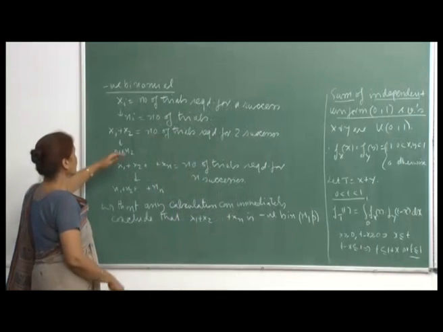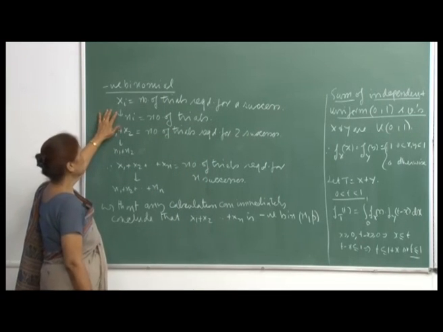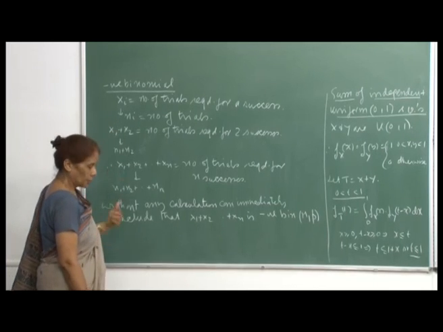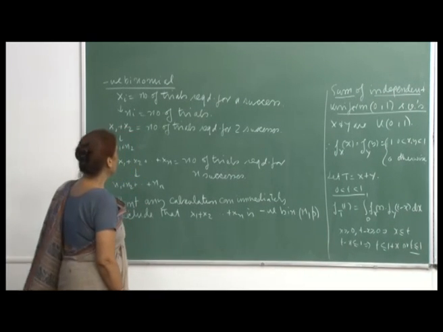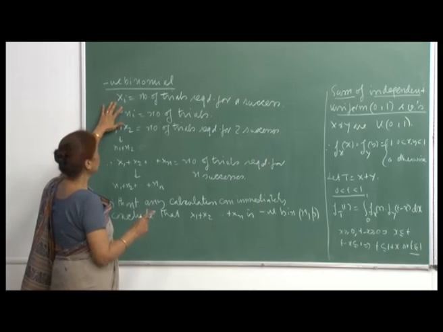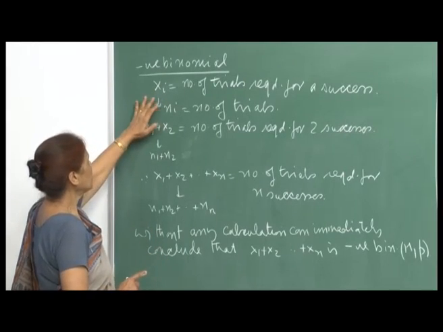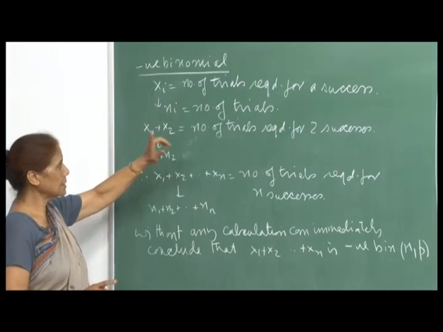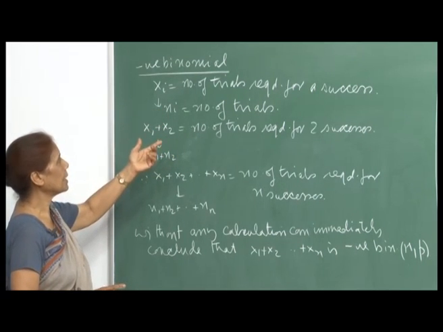In the example where we considered the sum of independent geometric random variables, all with probability of success p, x I was the number of trials required for one success. Therefore, if the corresponding number is n I, that means the number of trials required for one success for the ith geometric random variable.